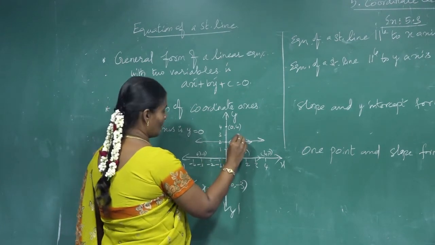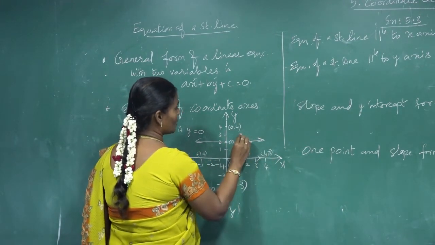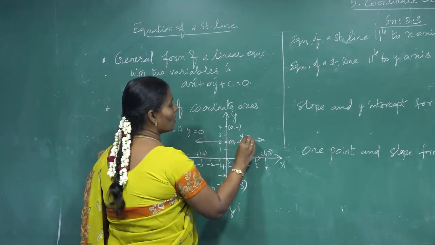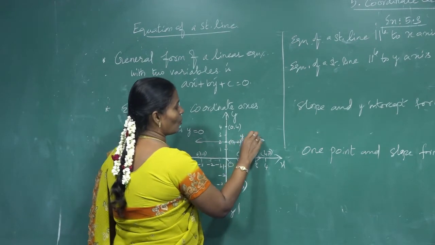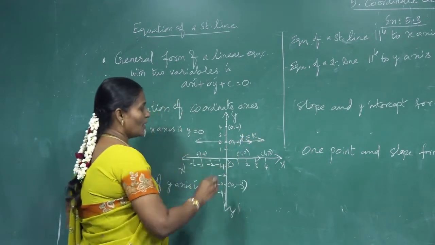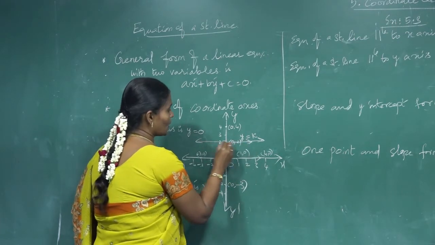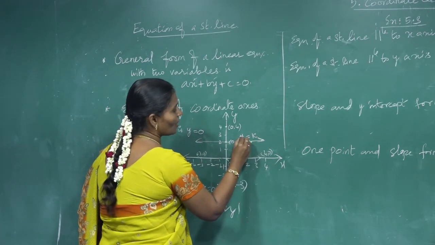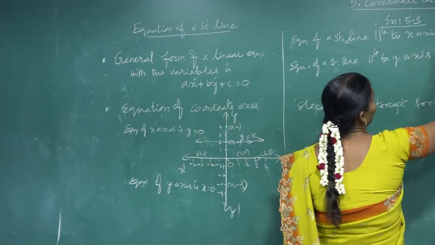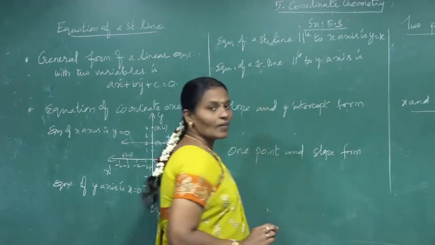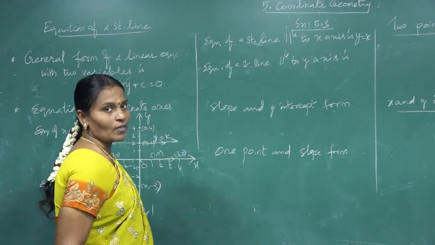So here, the equation of a straight line parallel to x-axis is y is equal to some constant. Here 2, but we take some constant. So y is equal to k. Okay, so here what is the value of y? That is 2. So the equation of this line is y is equal to 2. So you write the general form y is equal to k. Understand children? Y equal to k, k is some constant.